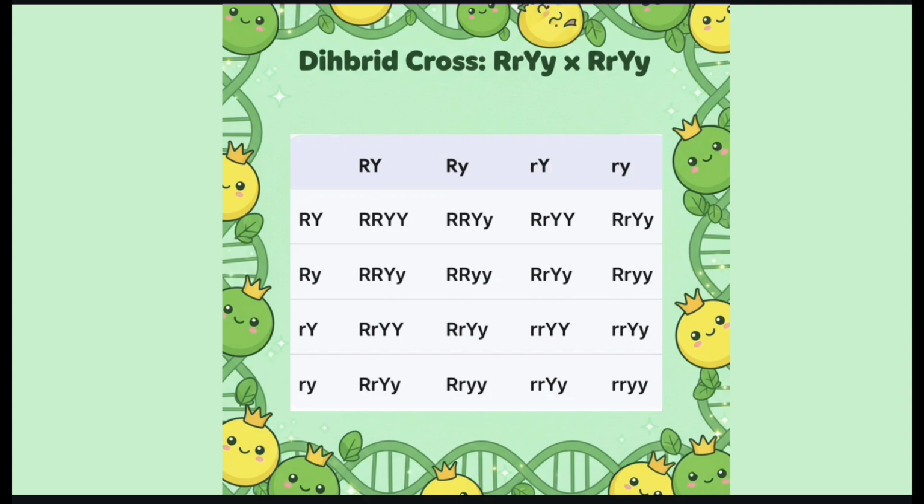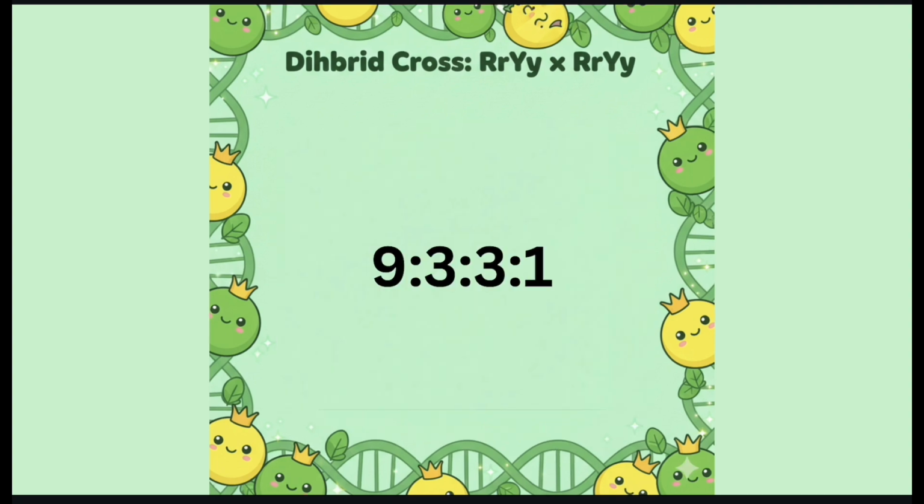Now when you combine them together, you get a 16 square Punnett square. After, when we count the results, we see a clear pattern. 9 offspring show both dominant traits, 3 show round and green, 3 show wrinkled and yellow, and 1 shows both recessive traits. This is called a 9:3:3:1 ratio, and it happens every time with 2 independent traits. But instead of drawing 16 boxes every time, we can use probability.